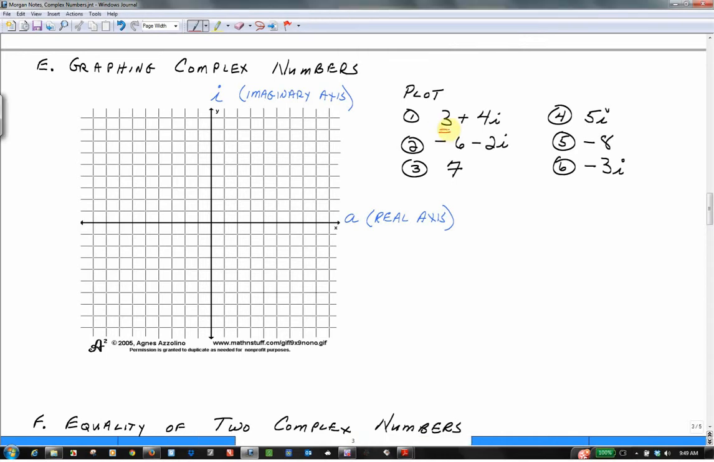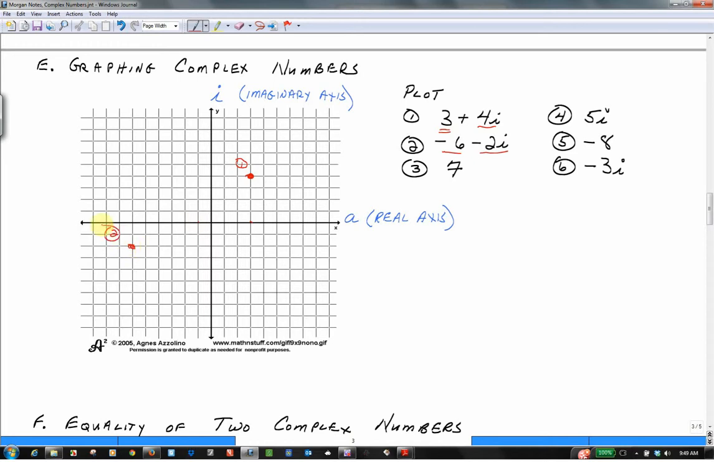So I go over 3 divisions in the real portion, and then I go up 4 divisions in the imaginary, because the imaginary portion is 4i. So over 3 to the right, 4 up, there's my point, right there. Okay, number 2, negative 6 in the real, negative 2 in the imaginary. So negative 6 in the real would go 1, 2, 3, 4, 5, 6 in the real, and then the imaginary is down 2, so point number 2 would be down here.